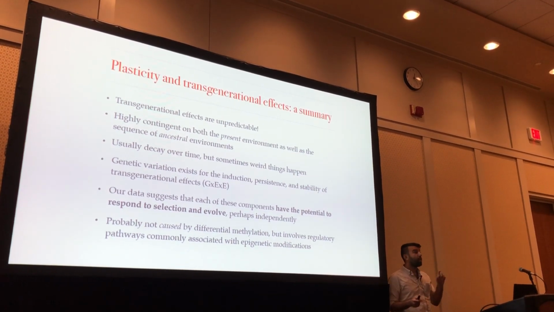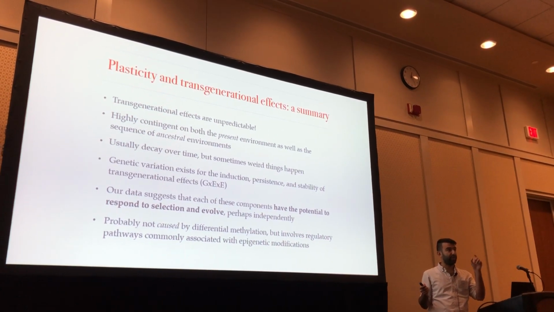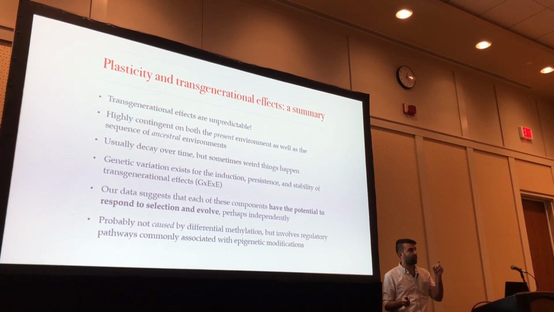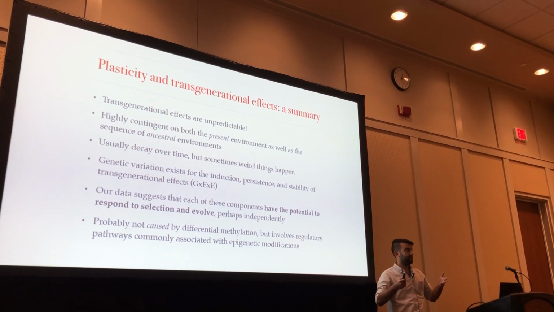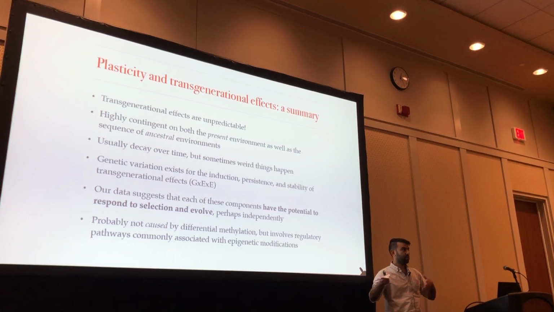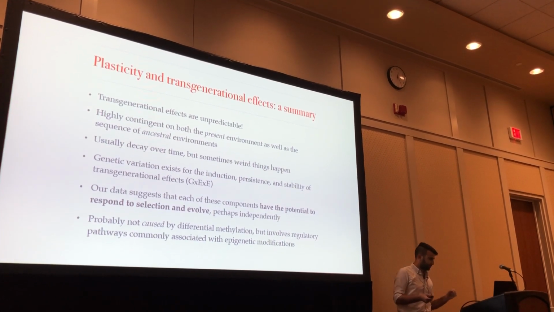We also tested, I didn't show this data, but we tested the correlation between the effect sizes of each of those components of plasticity, and they're actually not very strongly correlated with each other. So how strongly transgenerational plasticity is expressed doesn't seem to be correlated with how long it persists. So that suggests that each of these components might actually be evolving somewhat independently.